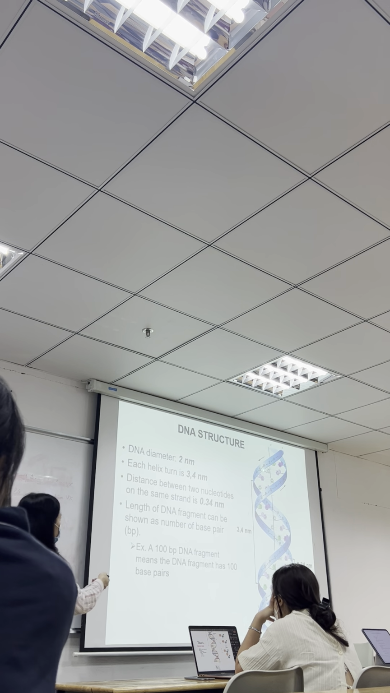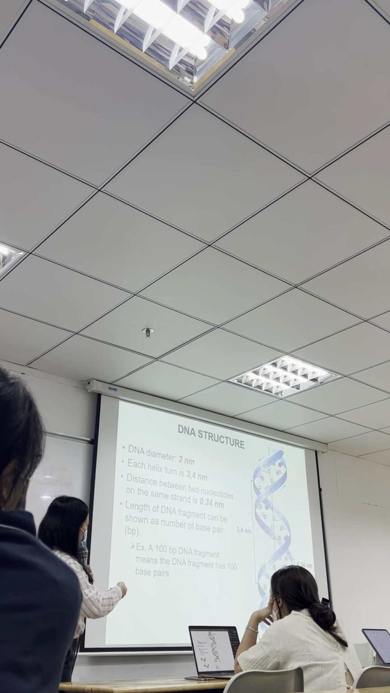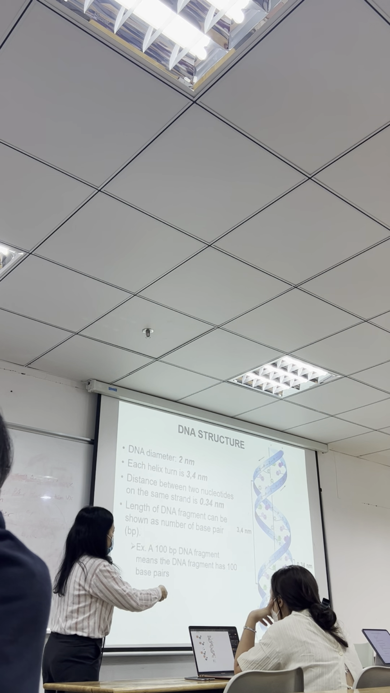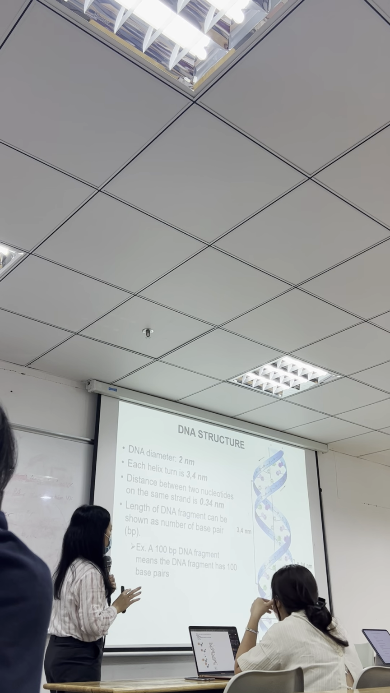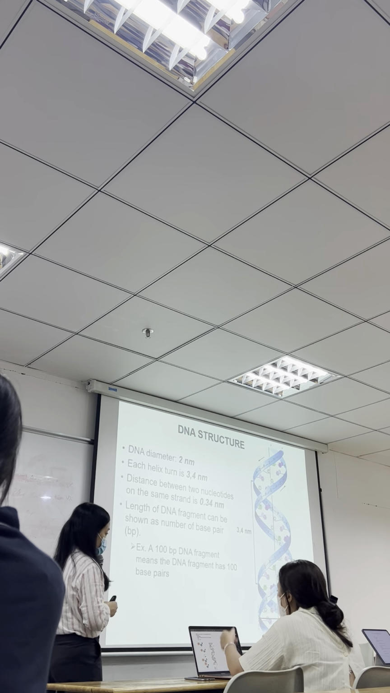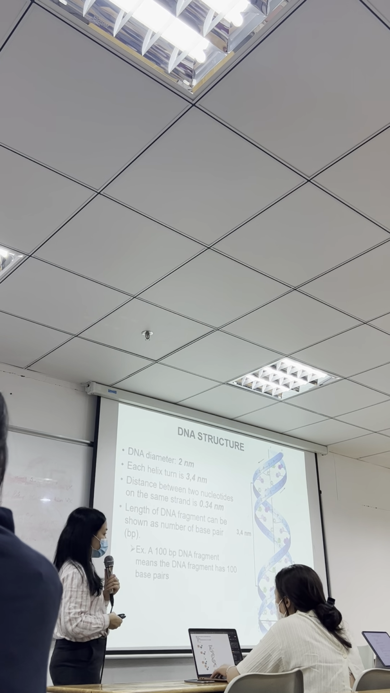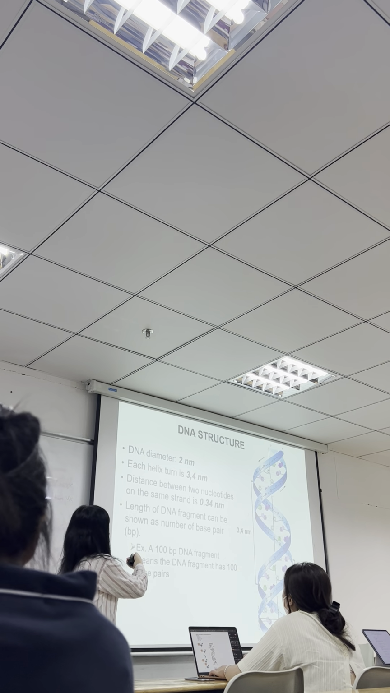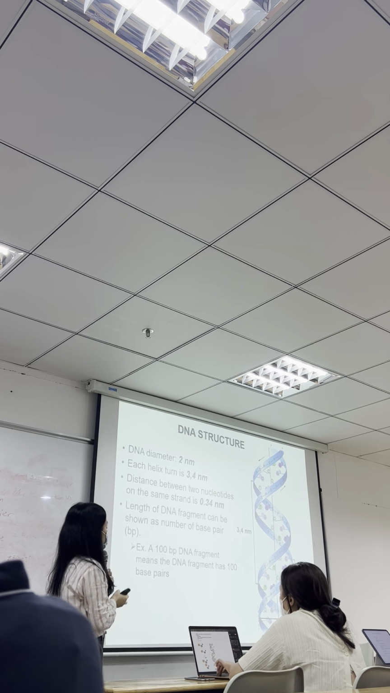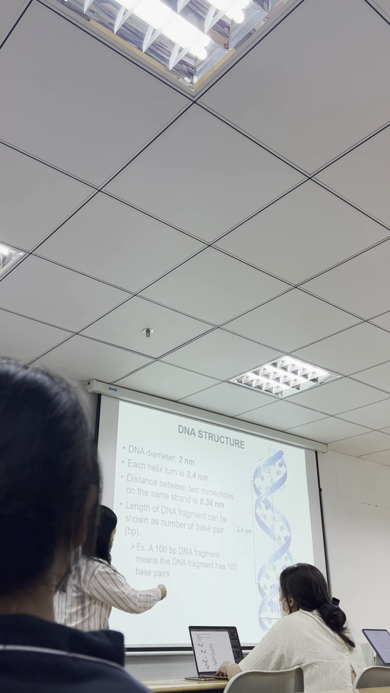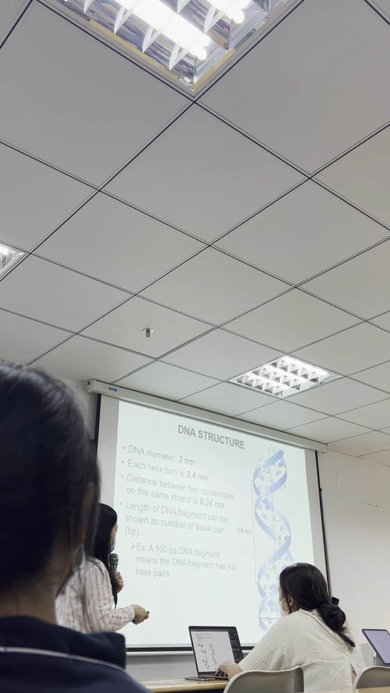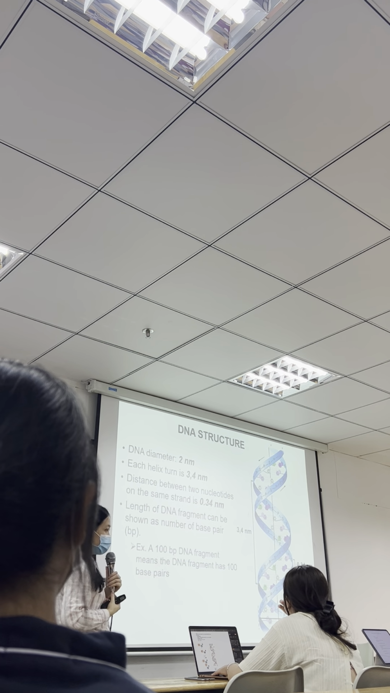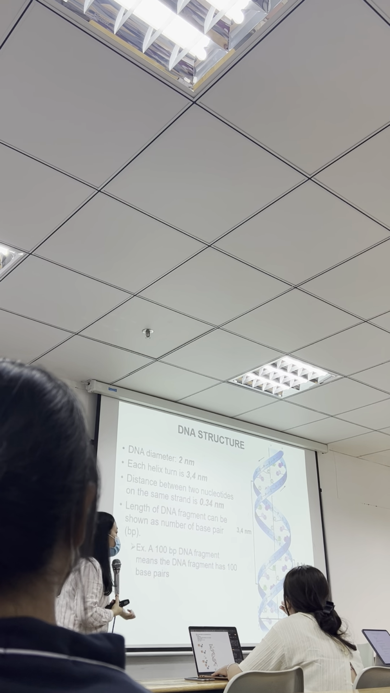Each helix turn is 3.4 nanometers, and the distance between two nucleotides on the same strand is 0.34 nanometer. Therefore, each helix turn contains 10 pairs of nucleotides, right? Because each helix turn is 3.4 nanometers, and the distance between two nucleotides on the same strand is 0.34 nanometer.